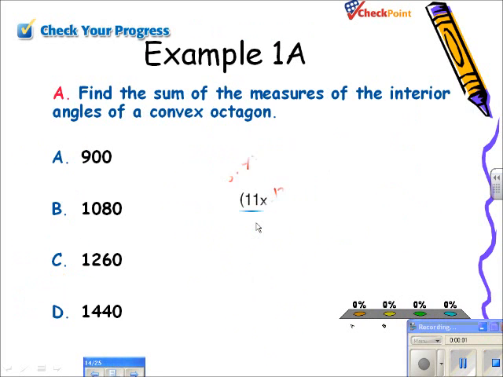For 1A, you have to find the sum of the measures of the interior angles of a convex octagon. So pause the video and see if you can figure this one out on your own.